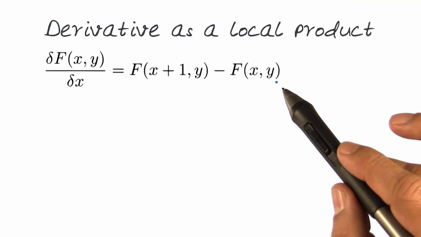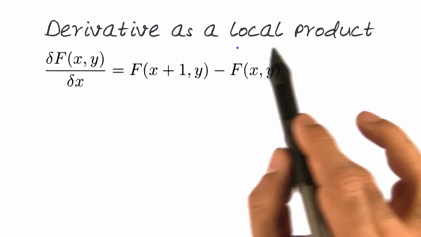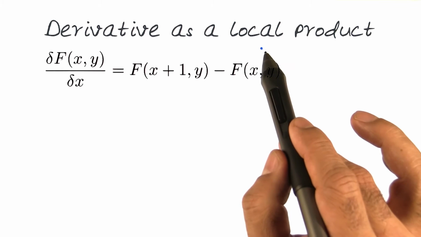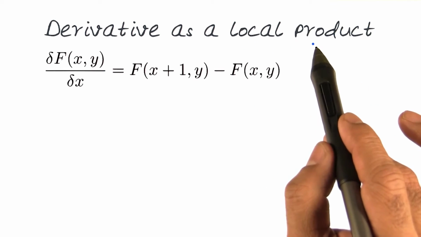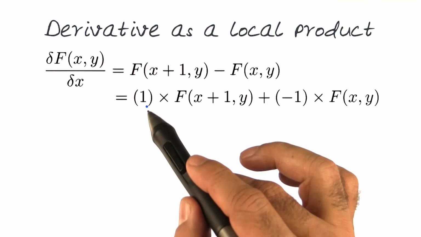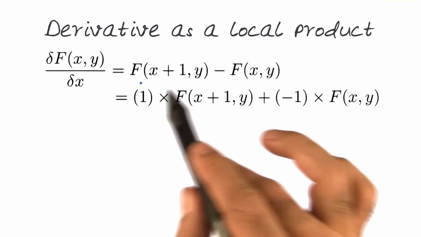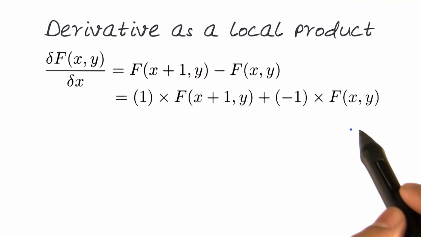Let's just simplify this and look at what we can actually do to extract this concept of derivative as a local product. Those of you who remember from previous lessons, local product, dot product, inner product was something which was relevant in the concept of cross correlation. Here I've just simplified this by multiplying the first term with 1 and the second term with minus 1 to get rid of the plus sign here.